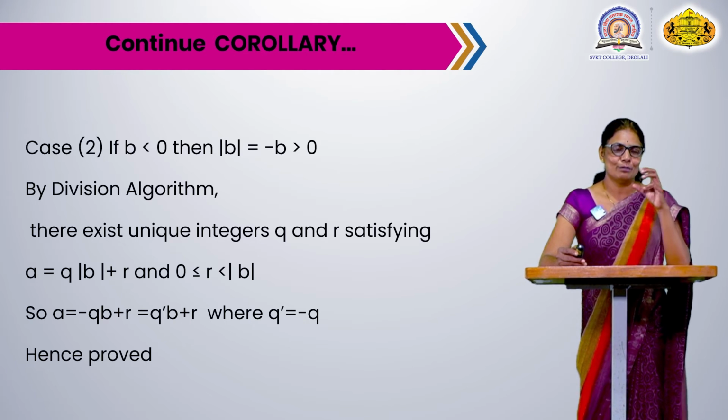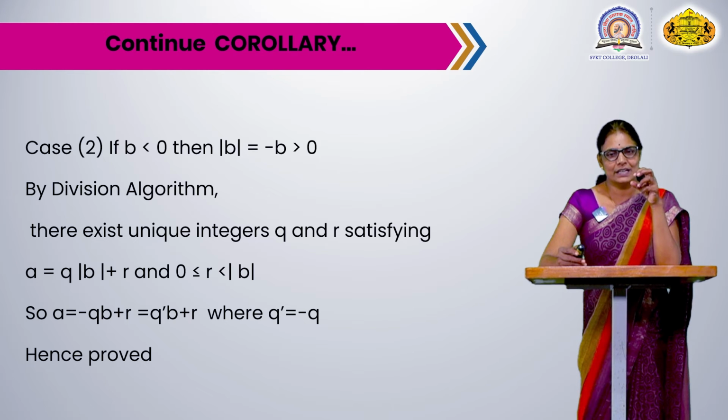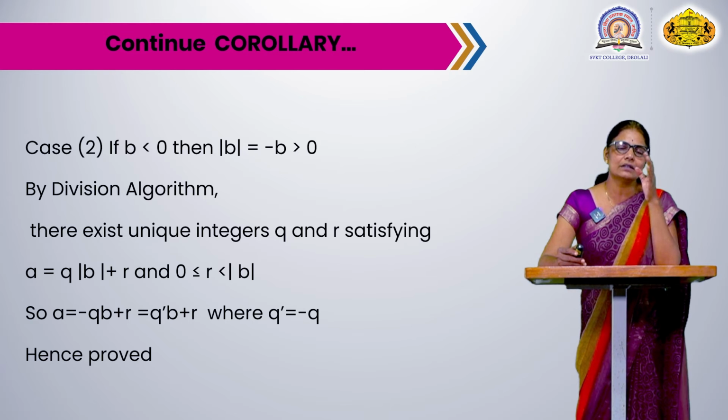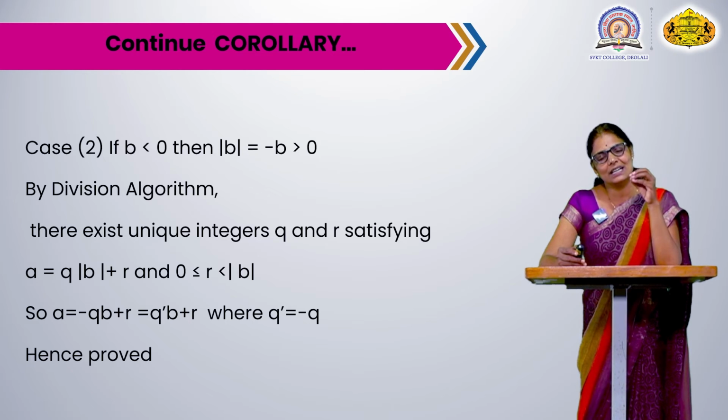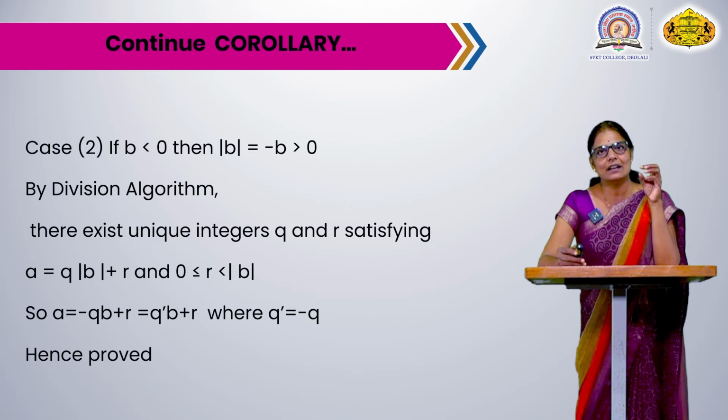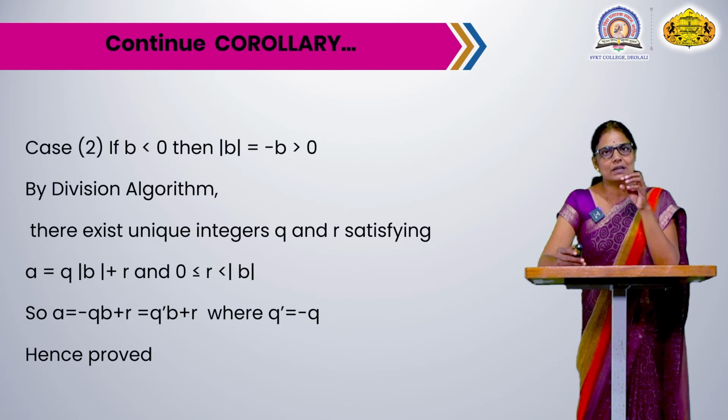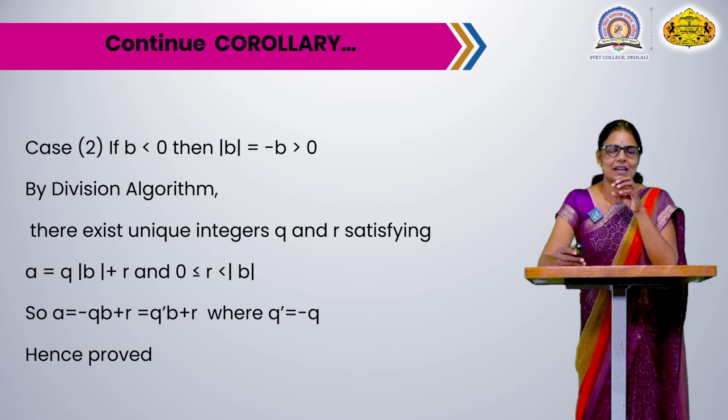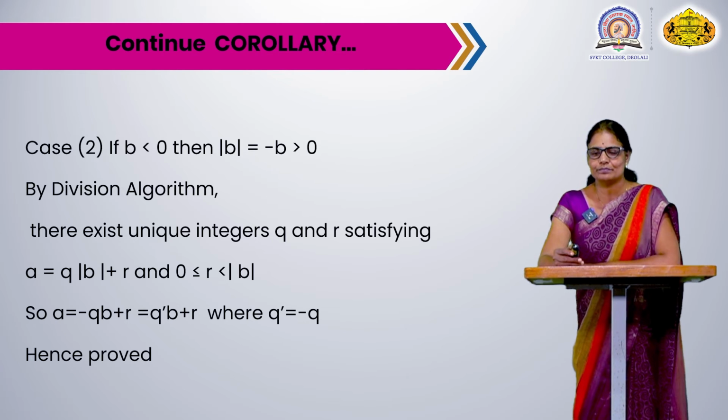Now if we combine the corollary statement and the original statement of the division algorithm, then we can say: if a and b are two integers with b a non-zero integer, then there exist unique integers q and r such that a equals bq plus r with 0 less than or equal to r less than mod b.